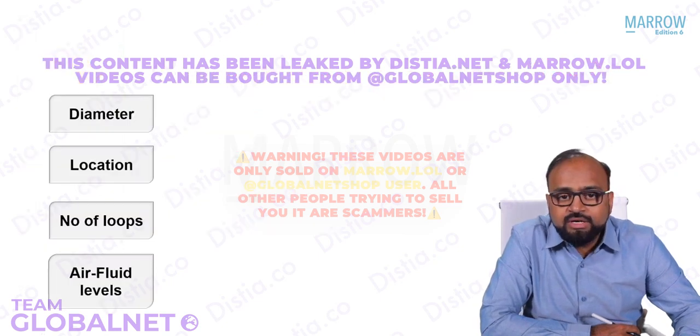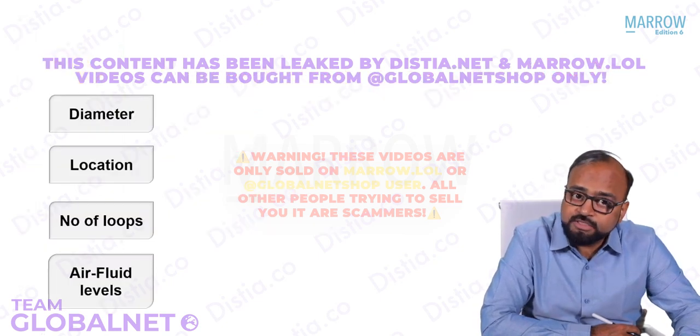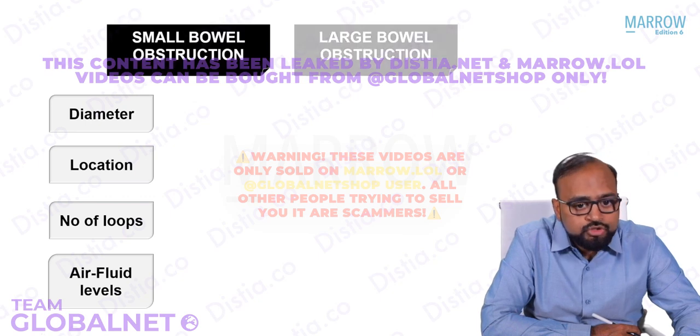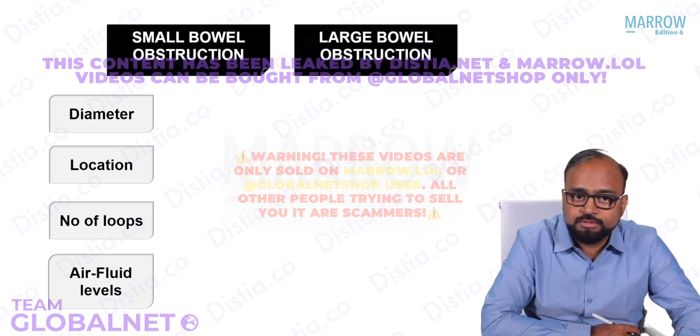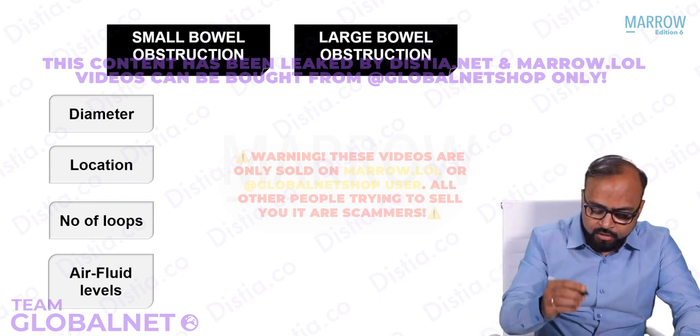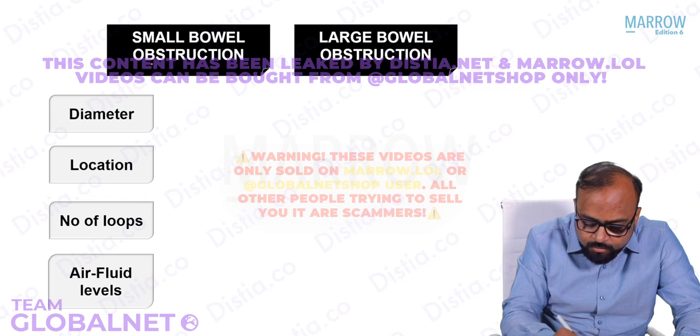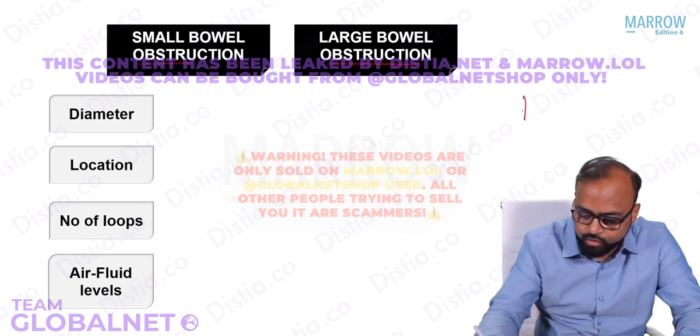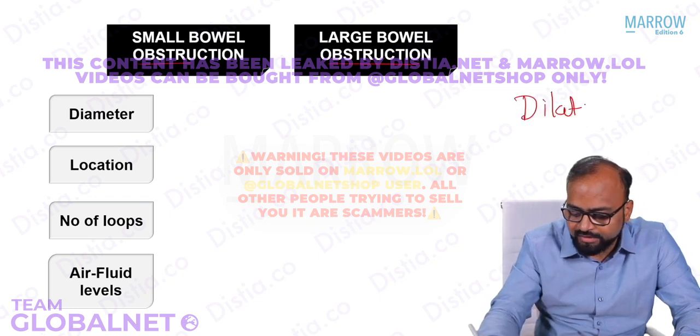Now let us move on to obstruction: how to distinguish between small bowel obstruction and large bowel obstruction. This is also a very frequently asked question. Recently a question was asked. Let us see. In obstruction, bowel loops will be dilated.